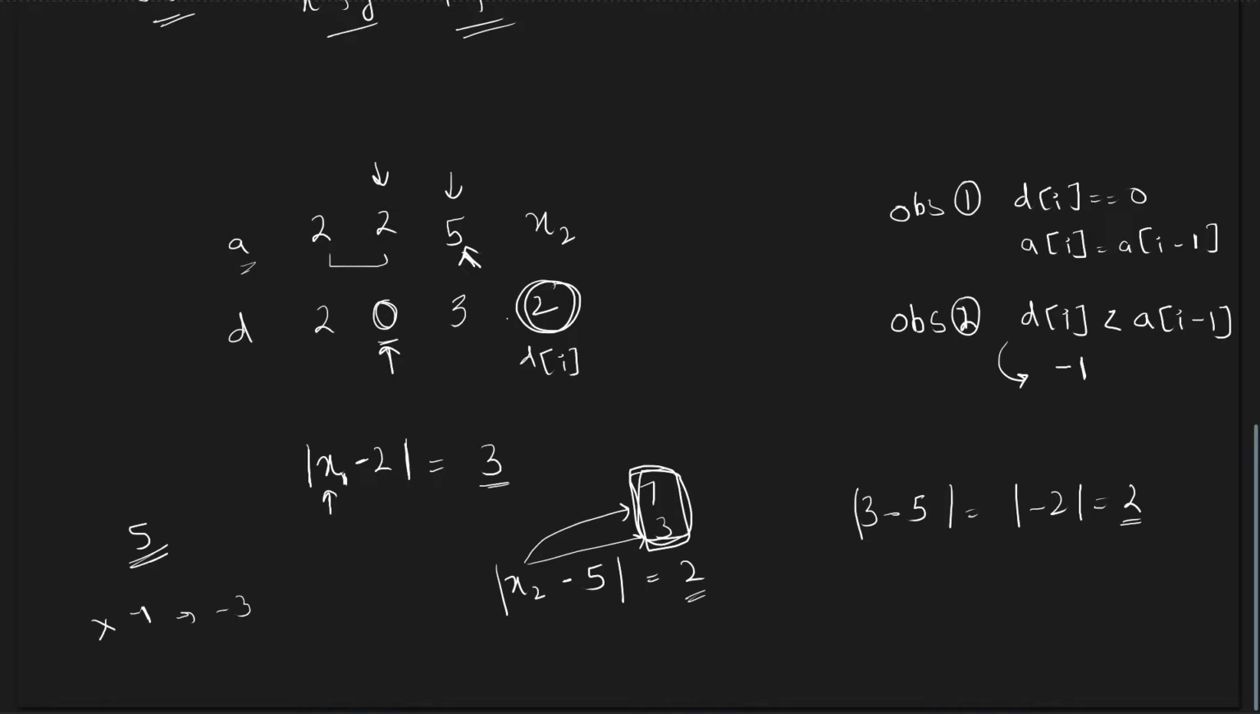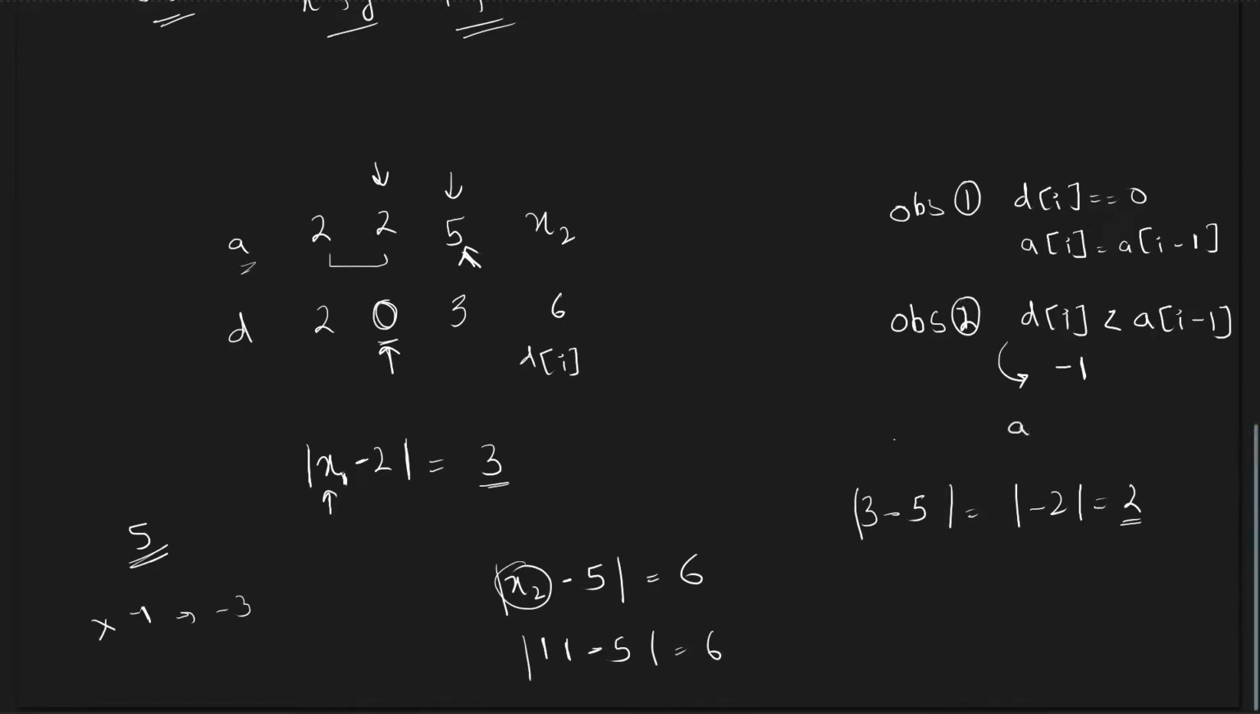Now let me take some greater value. Let us assume here it was 6. So x2 minus 5 should be equal to 6, right? So there is only one value of x2 that will satisfy this particular equation, and I think that's 11. So 11 minus 5 would be 6, right? So we can form the answer as, in any case, observation 3, in any other case, the answer for a of i would be d of i plus a of i minus 1, right?